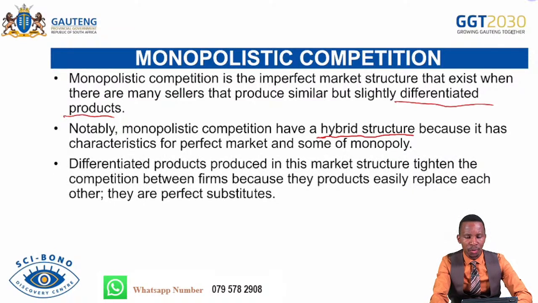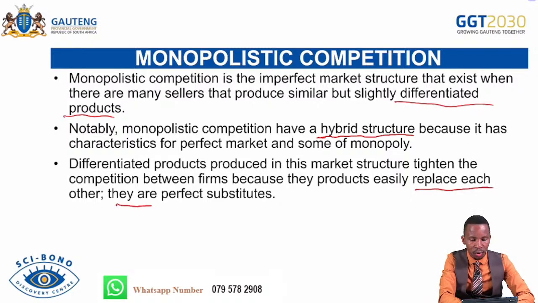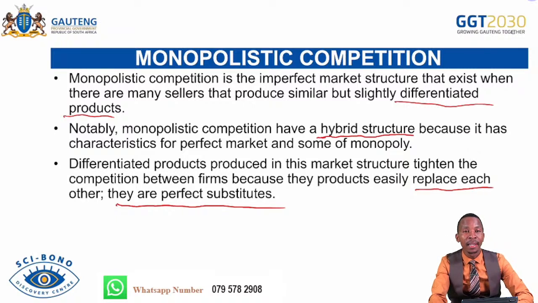Differentiated products produced in this market structure tighten the competition between firms because the products easily replace each other, so they can be substituted for one another. These goods that are differentiated, remember, satisfy the same utility. So they can replace each other.